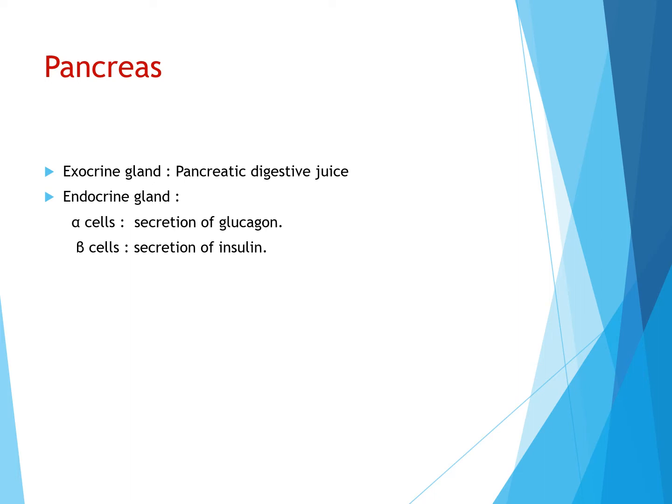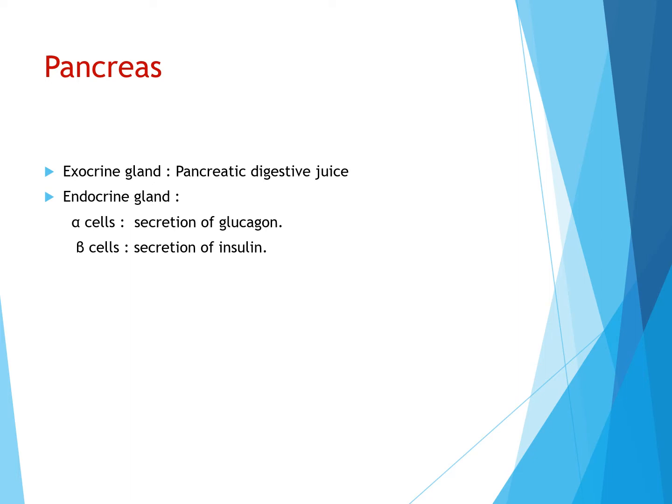The other part, the endocrine gland, has two types of cells, the alpha cells and the beta cells. Now, these two different cells synthesize two different hormones. They secrete two different hormones. The alpha cells secrete glucagon, and the main hormone related with diabetes, insulin, is secreted from the beta cells.